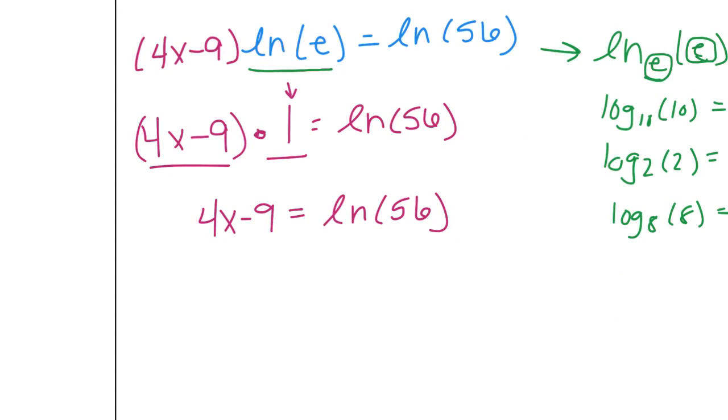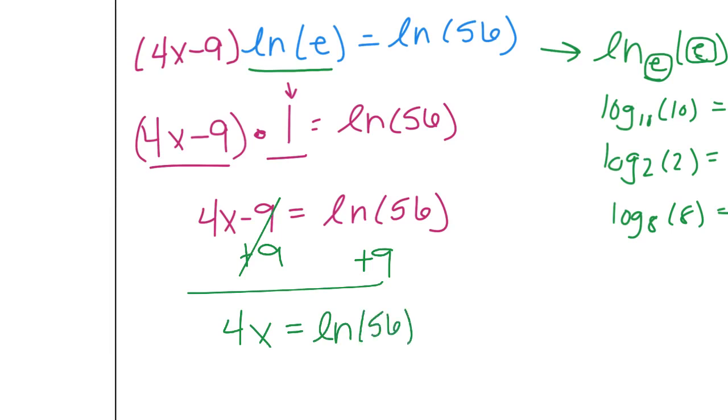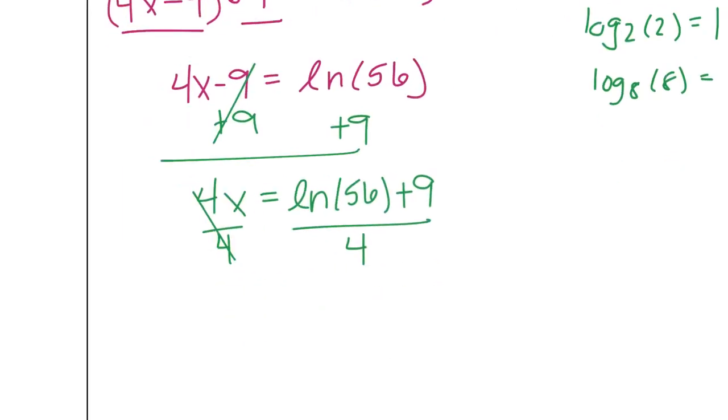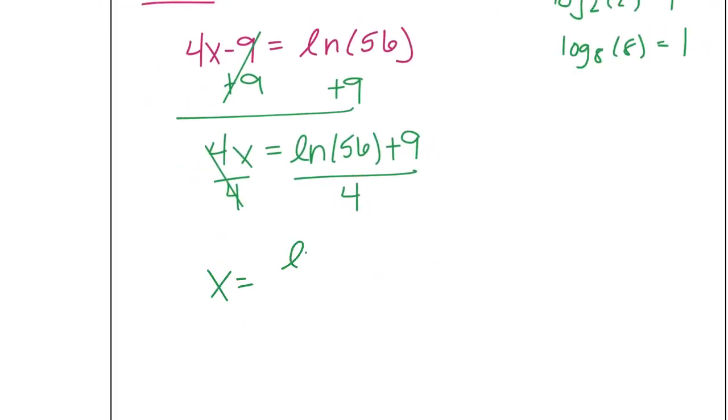I'm going to show you two different forms of this answer. Instead of finding a decimal approximation for this, I'm just going to leave it alone. Here's what we're going to do. We're going to keep solving. Plus 9 to both sides. So 4x equals, so natural log of 56 is a number, but I just don't know what it is. So we're just going to leave natural log of 56 alone. Then we're going to do plus 9. Then we're going to divide by 4 to everything. And we have x equals the natural log of 56 plus 9, all divided by 4.